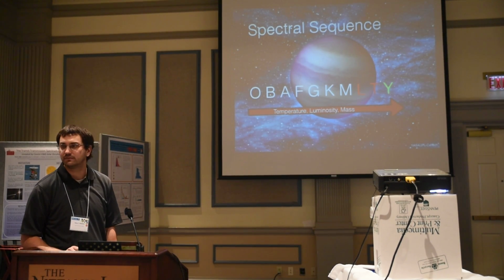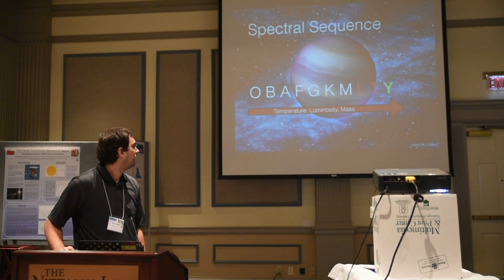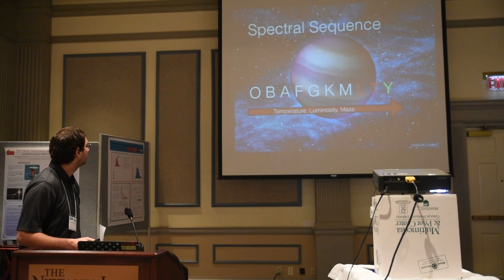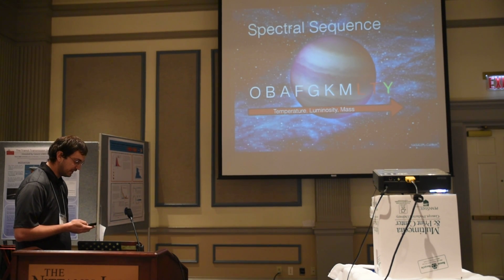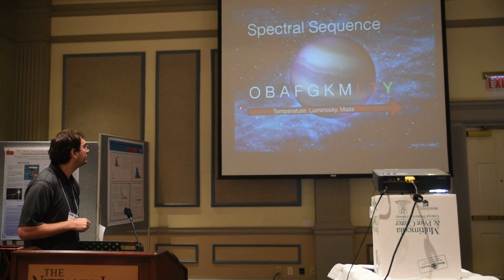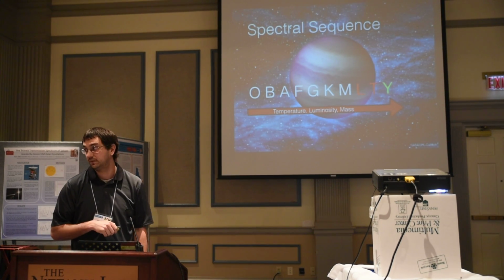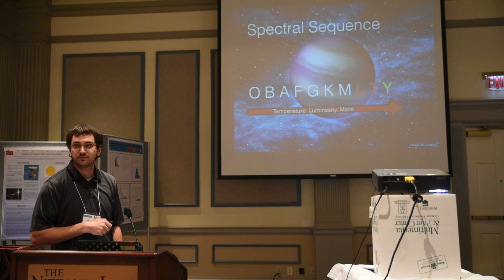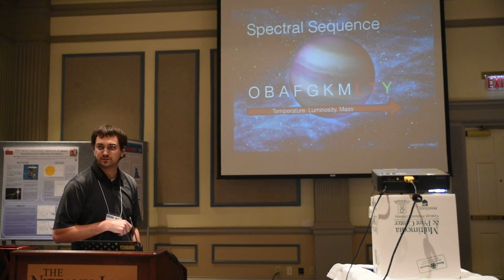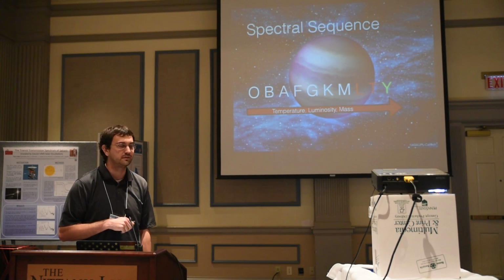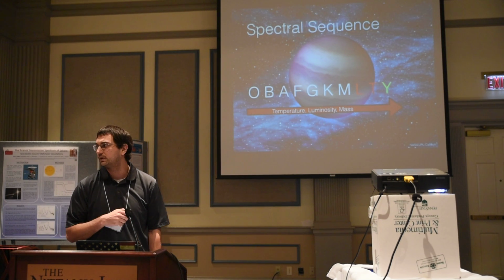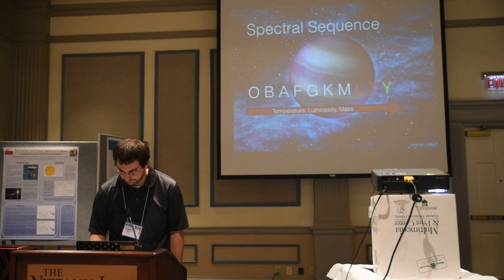classic spectral sequence of OBAFGKM. You can also think of this as a temperature or luminosity or a mass sequence, with the most massive and most luminous and highest temperature objects being the O stars, and as you go to later and later spectral types, those properties decrease. What may be less familiar is that if you keep decreasing in temperature and mass and luminosity, you eventually get to the L spectral type, or L dwarfs, and then the T spectral type, T dwarfs, and then Y dwarfs. And Y dwarfs are what I'm going to be mostly talking about today.